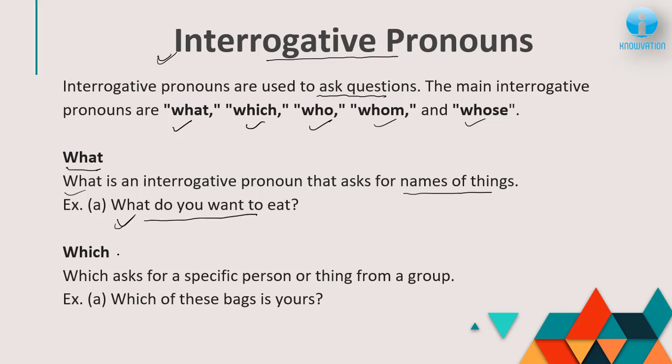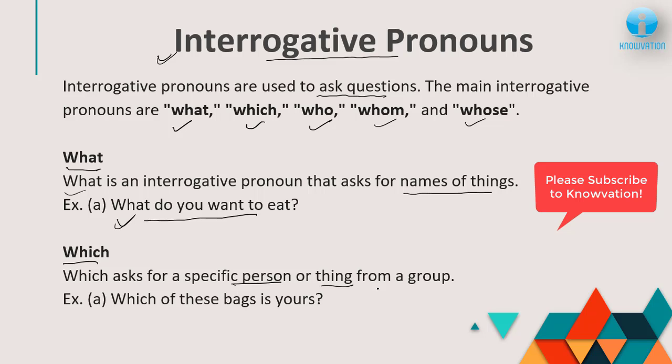But jab main bahut specific ho jaunga ya main kisi ek group ke bare mein baat karunga, then I'm going to use which. Which asks for a specific person or thing from a group. For example, maine bola ke out of all the dishes, agar ek pizza ki category baat karein hum, so which type of pizza do you want to eat? So I have defined dishes. I have made a category of dishes, that is pizza. There can be n number of pizza in this category. Now I'm going to choose from them. That's why I'm going to use which here.